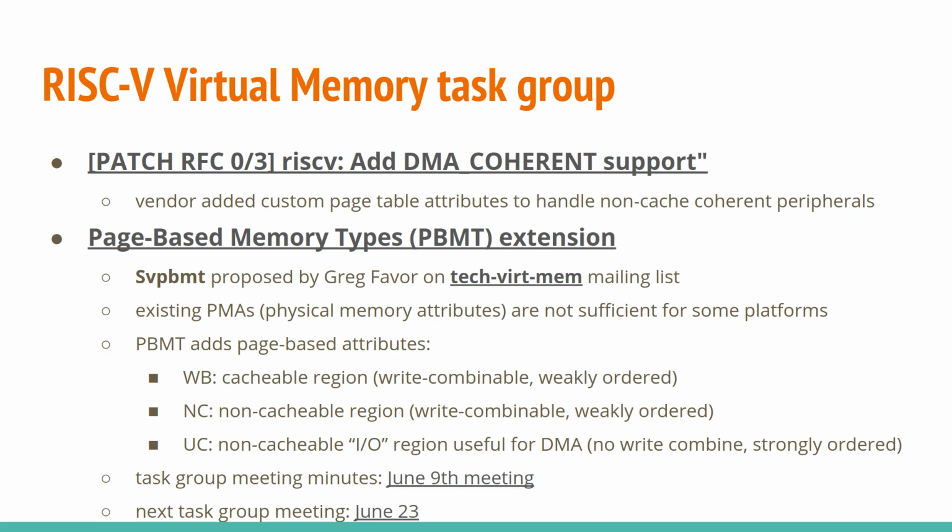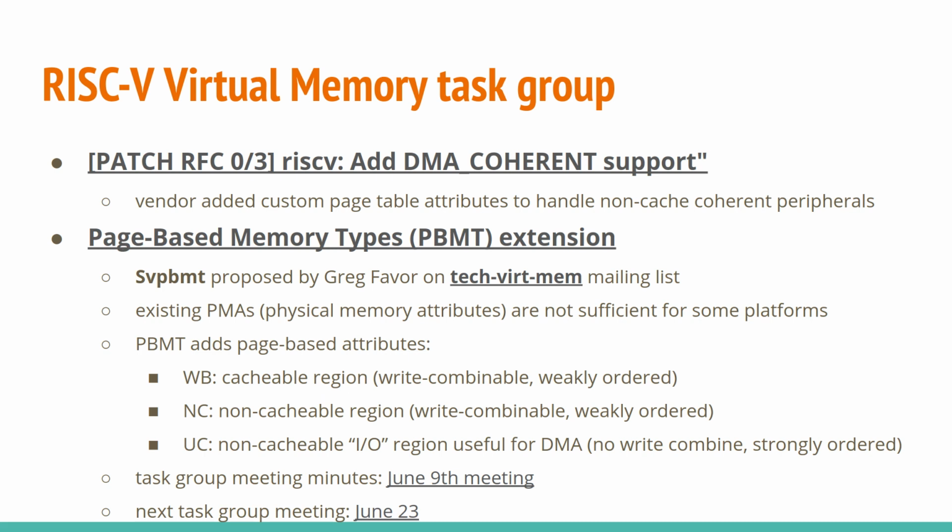So PBMT, or as you'll see formally SVPBMT, which is a bit of a mouthful, defines these different page-based attributes, which are more granular than the PMA. We have just normal memory, a normal cacheable region, WB, and then we have NC, which is a non-cacheable region, and then we have UC, which is a non-cacheable IO region, which would be useful for things like DMA descriptors.